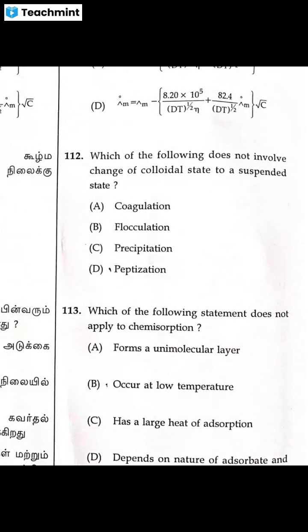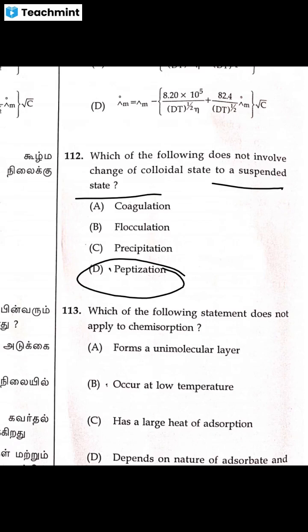Next one, in problem number 12, the process that does not involve the change in the colloidal state in the suspended. Okay, which does not suspend, they are asking. That process is called peptization. In all the other processes, coagulation, flocculation, precipitation, there is suspension. Peptization is where precipitate is converted into the colloidal state, that is peptization.